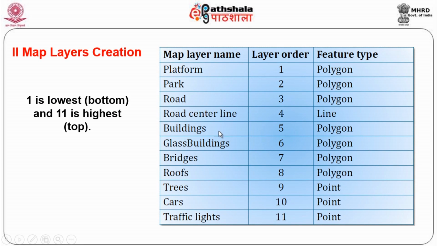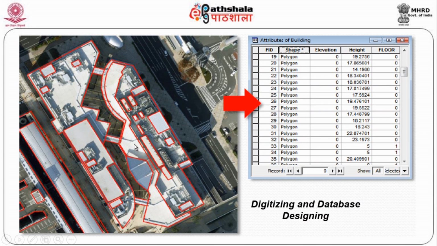So, this is the way in which you can say one is the lowest value map layers. You have to create these various map layers. One is the lowest and 11 is the highest. It could be a polygon, some of them may be lines, some of them may be points also. So, this is the way in which you can see this: digitizing the data and database creation, simple.